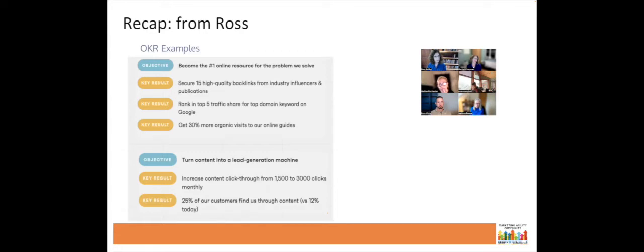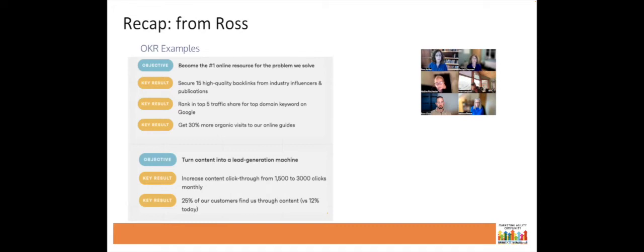Pam, Nadine, Evan, Ross and I were just chatting before you came on, and I think we've all seen examples where having some numbers in the objectives really works for companies. It's an option to put something numeric in your objectives if you're that kind of company. So it's not completely outlawed to have a number in your objectives. It's just more standard for them to be a bit more qualitative. So: become the number one online resource for the problems we solve.